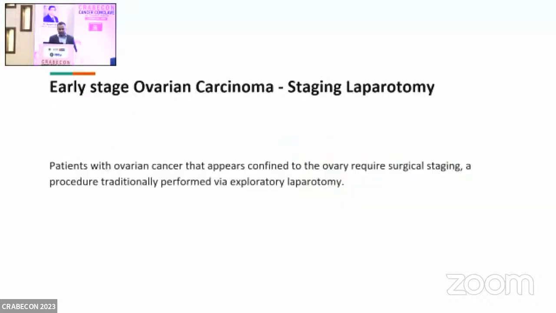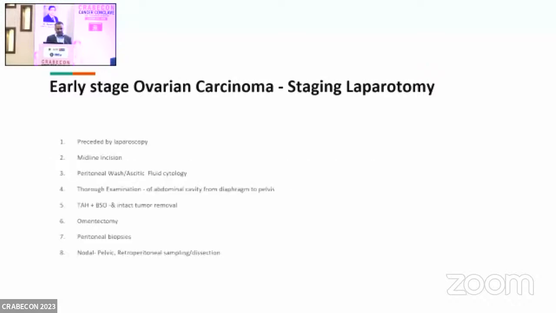So the management of early stage ovarian carcinoma: in early stage, we manage by staging laparotomy with the aim of removing the primary tumor and upstaging the disease. So what are the steps which are included in this staging laparotomy?